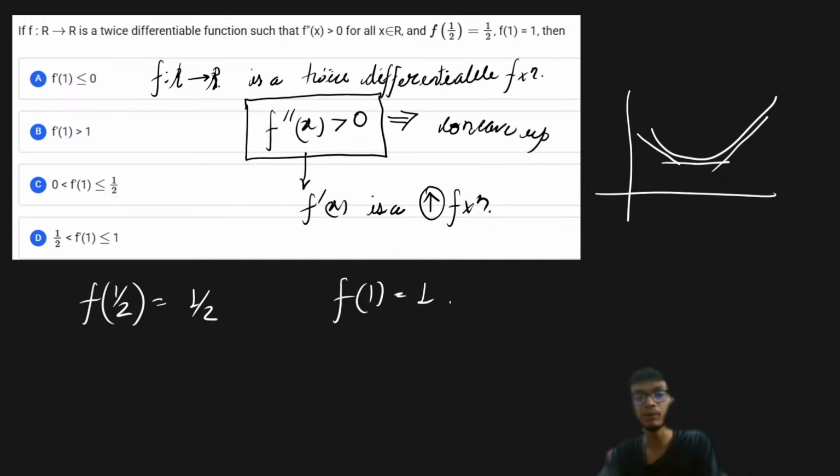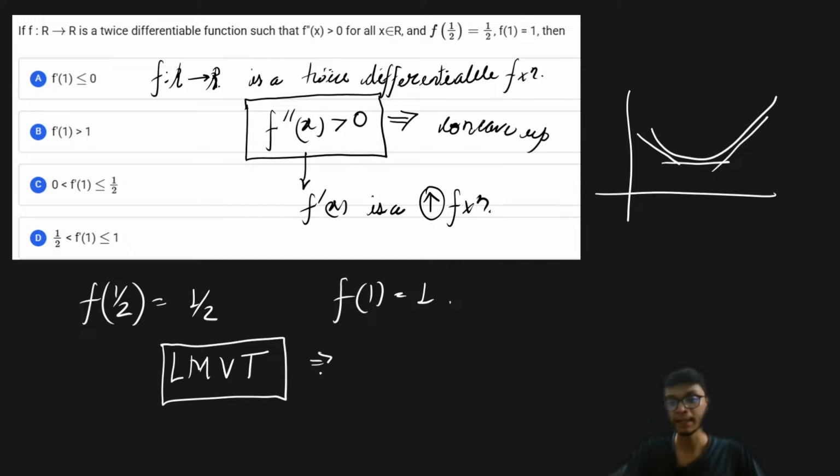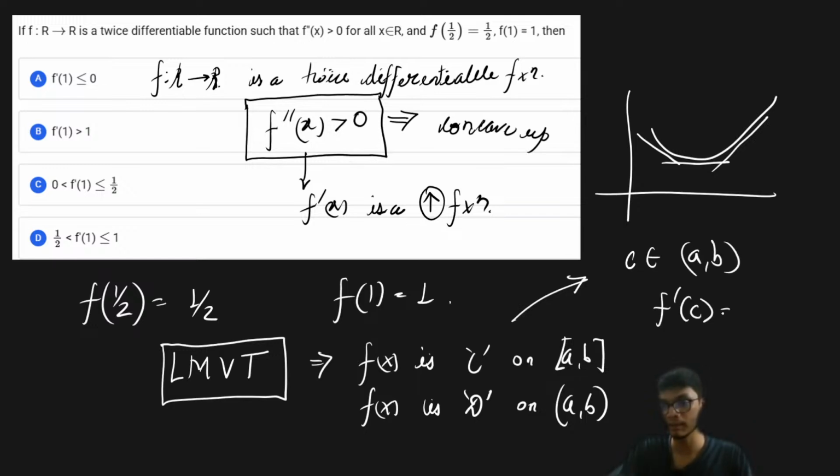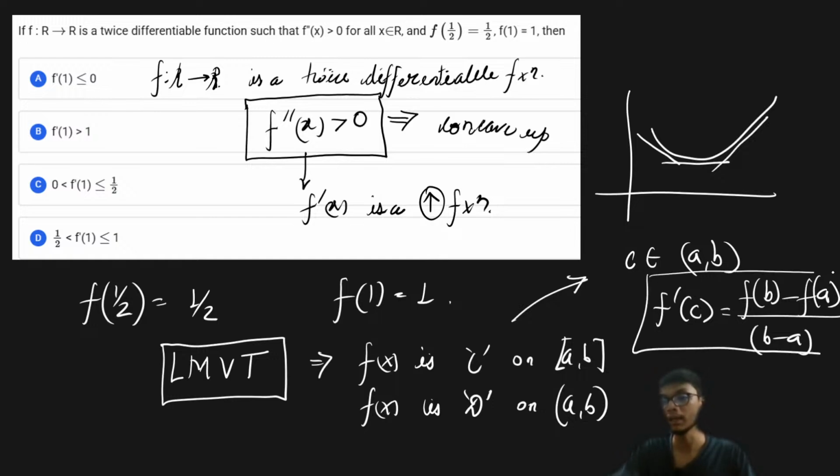For this, I am going to simply use the concept of Lagrange's mean value theorem, LMVT, which says that if f of x is continuous on the closed interval a to b and f of x is differentiable on the open interval a to b, then there lies a point c in between a and b for which f dash of c is equal to f of b minus f of a divided by b minus a. That is the condition of Lagrange's mean value theorem.